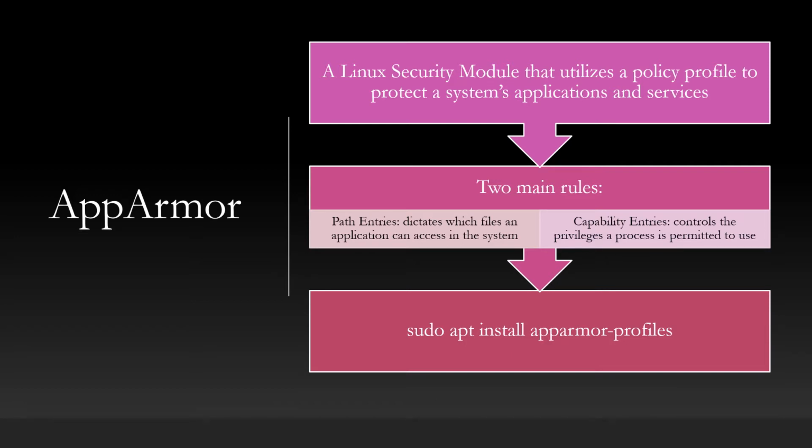AppArmor is a Linux security module that utilizes a policy profile to protect a system's applications and services. Its two main rules are path entries and capability entries. Path entries dictate which files an application can access in the system, while the capability entries control the privileges a process is permitted to use. And the command to install AppArmor is sudo apt install apparmor-profiles.